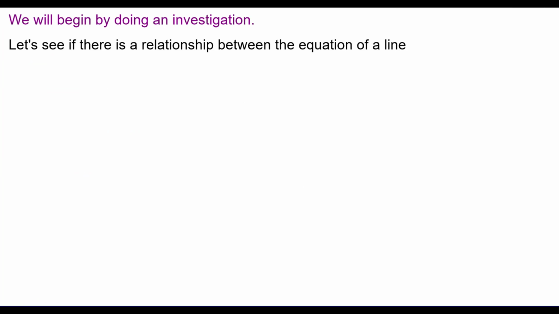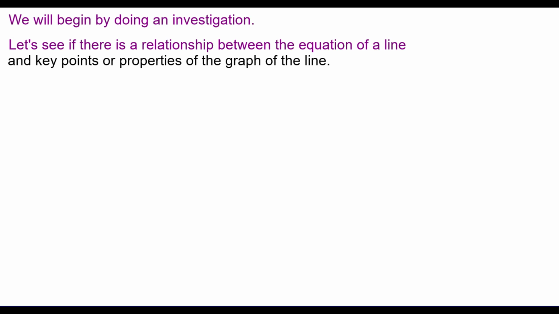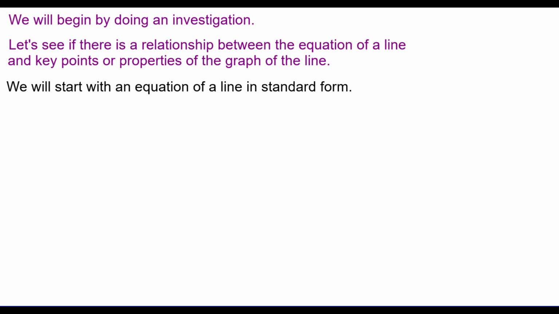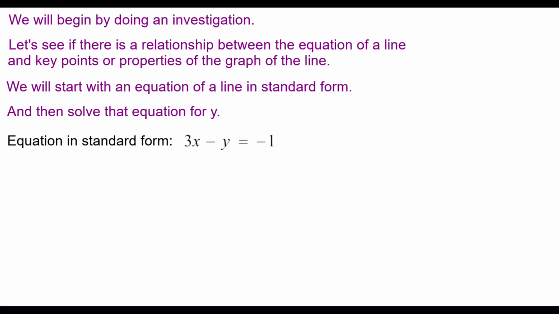We will begin by doing an investigation. Let's see if there's a relationship between the equation of a line and key points or properties of the graph of the line. We'll start with an equation of a line in standard form, and then we're going to solve that equation for y. So here's our equation. 3x minus y equals -1 is in standard form. To solve this equation for y, we'd like you to pause to answer, resume when you're finished.